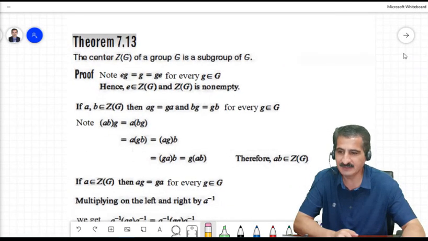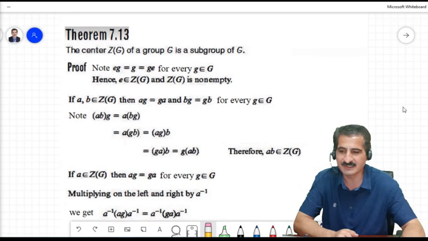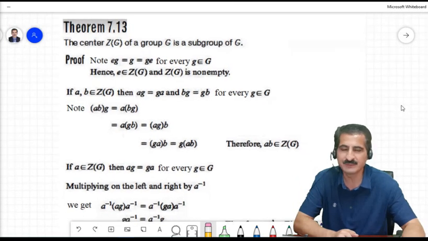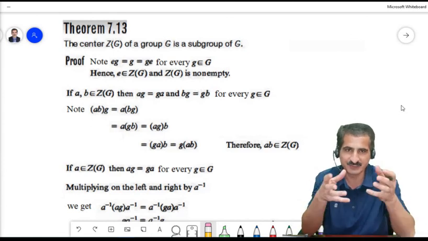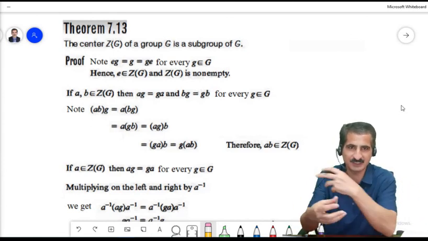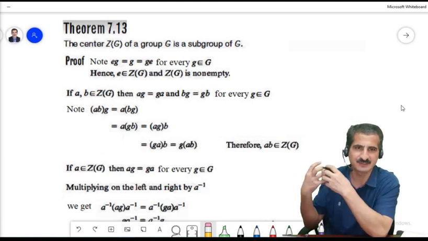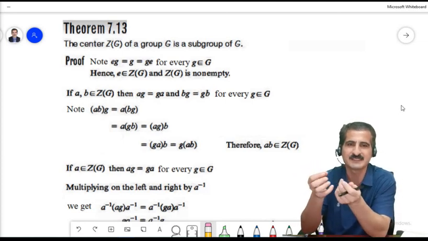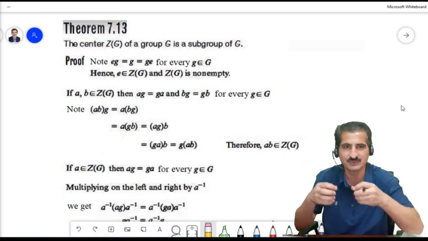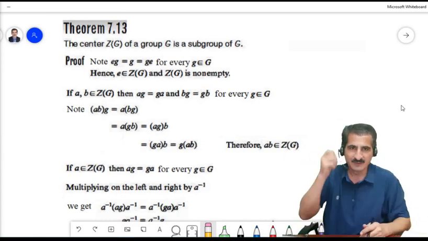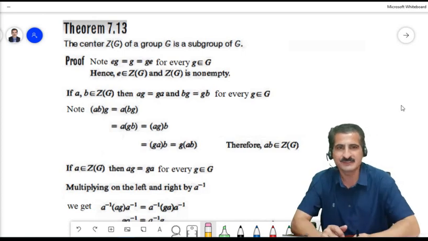Now we learned what the center is, and we want to prove it is a subgroup. So given a group G, take the elements that commute with everything, which is the center. Then the center will come out to be a subgroup by itself. It is a group by itself, and it is contained in G, so it is a subgroup of G. Now, what do we need to do to prove it is a subgroup? Two conditions.